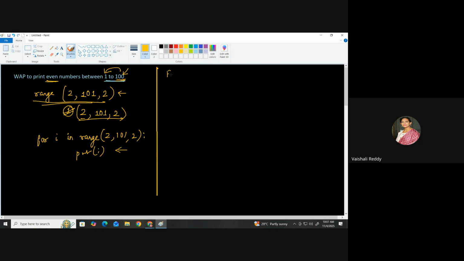Print the sum of numbers between, let's say, 1 to 100. I have to print the sum of numbers between 1 to 100.